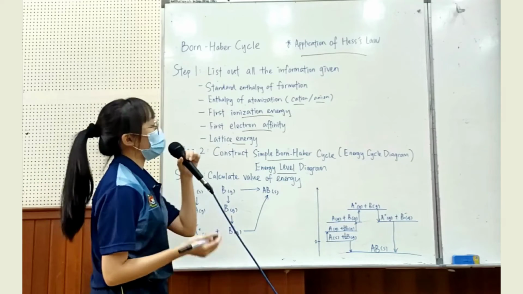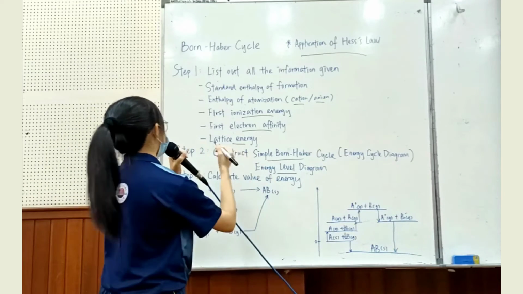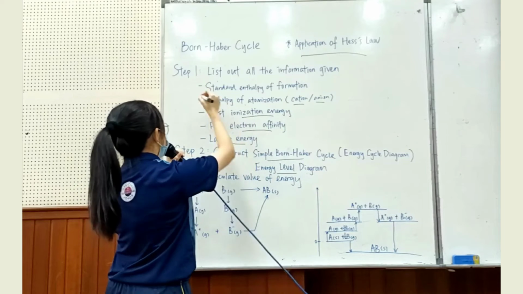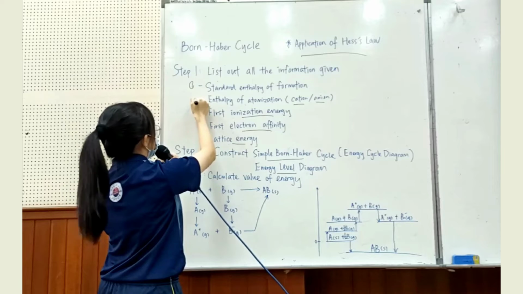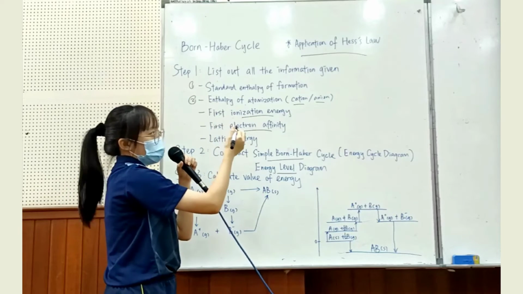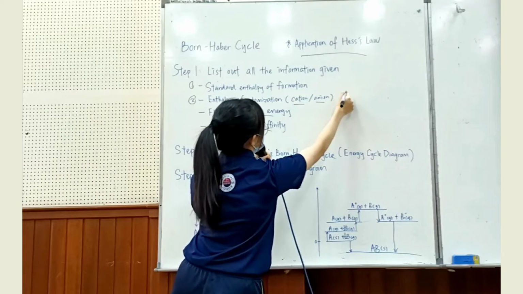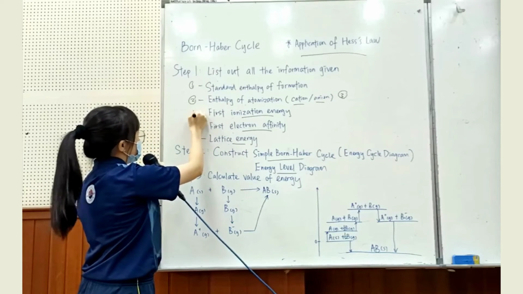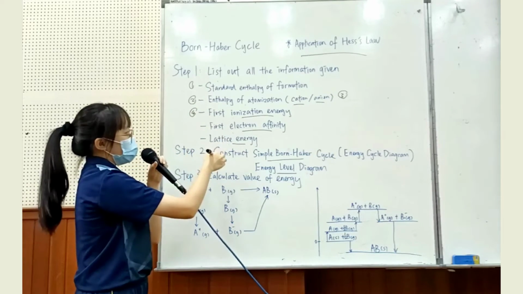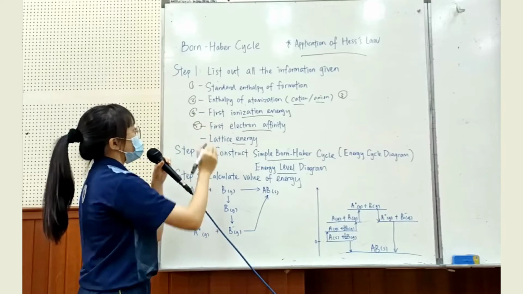When I do this question, I will label the enthalpy of formation as the first one, and the enthalpy of atomization of the cation is the second one, and the anion is the third one. And also, the fourth one is the ionization energy. The fifth is electron affinity.